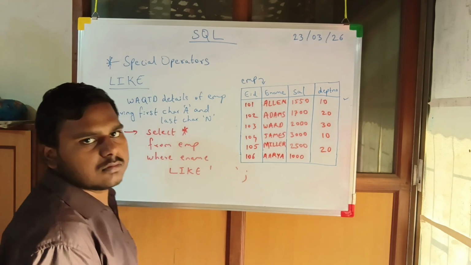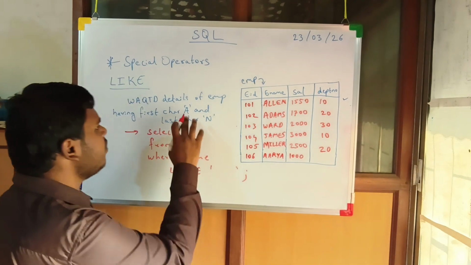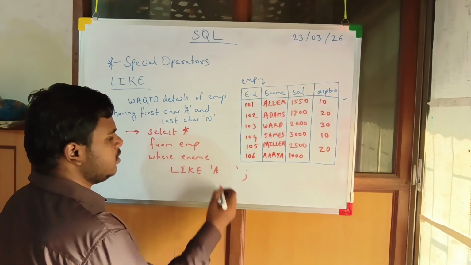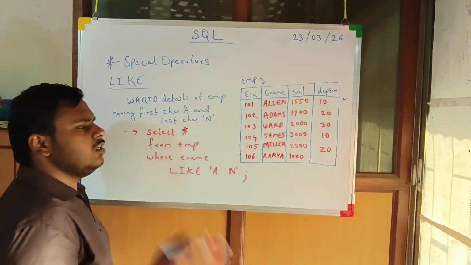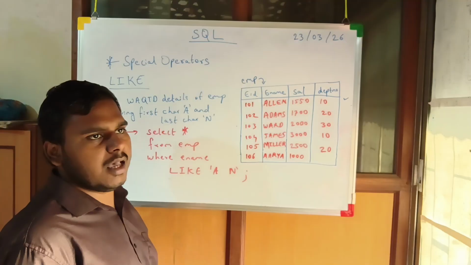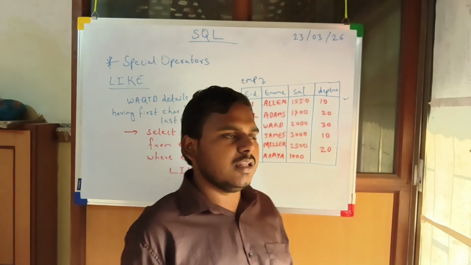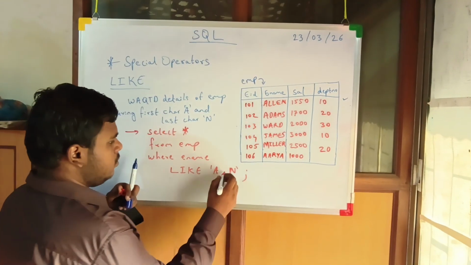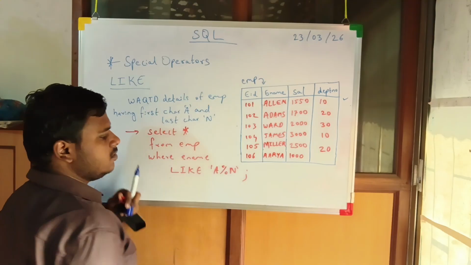I will write, okay, what I said: first character should be A, that is, first character is fixed and last character N is fixed. So in between, there can be any number of characters. It can be AN also. It can be Alan also. It can be Aryan also. Okay. So I will write percentage.